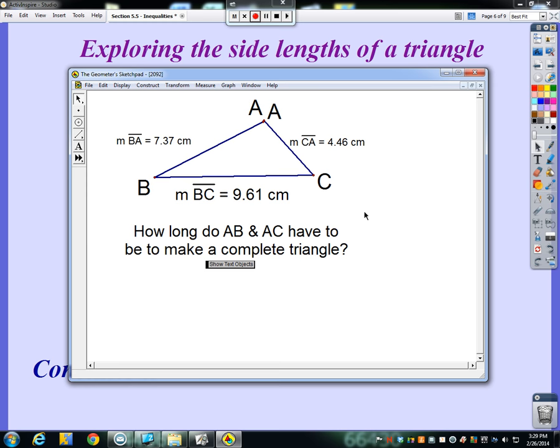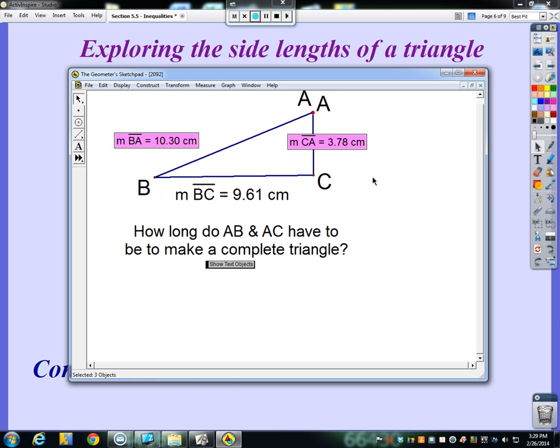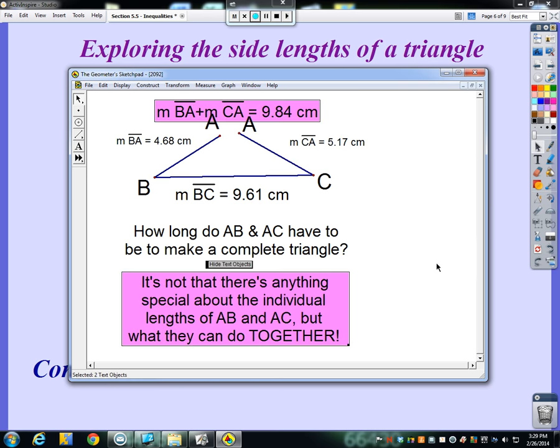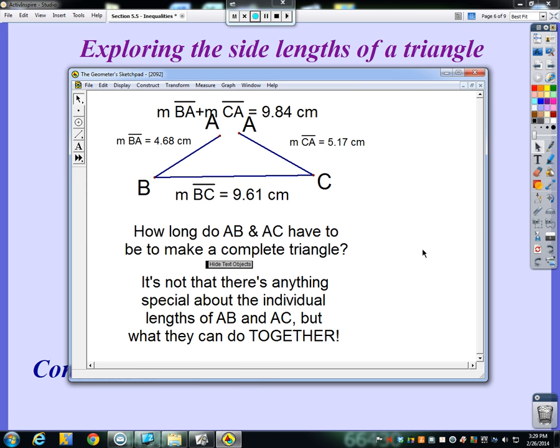Is that something special? Not necessarily. You know, I could take, let's say, this guy, make it larger than this side. Can I still make a triangle? Yeah, I'd have to shorten this piece up, and boom, we got a triangle. So there's nothing special individually about these two pieces to make a triangle. What we need to consider is what they can do together, okay?